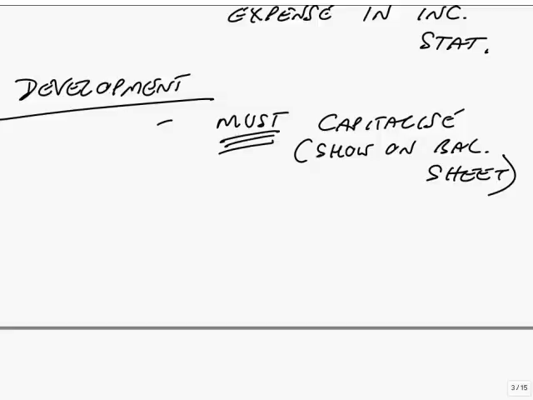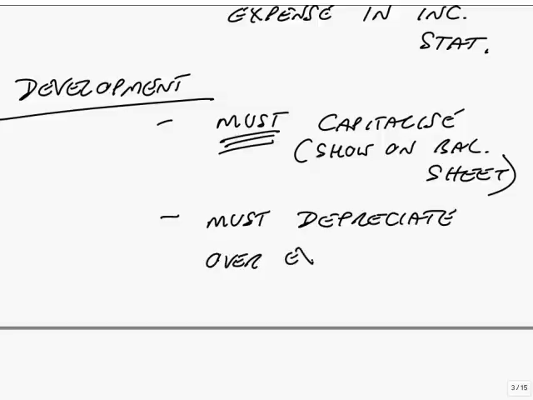It's a non-current asset, but it's intangible. You know, it's wages and things. It's on the balance sheet. You must show it on the balance sheet, but like all non-current assets, you must then depreciate it. You must depreciate over the expected life of the new product.